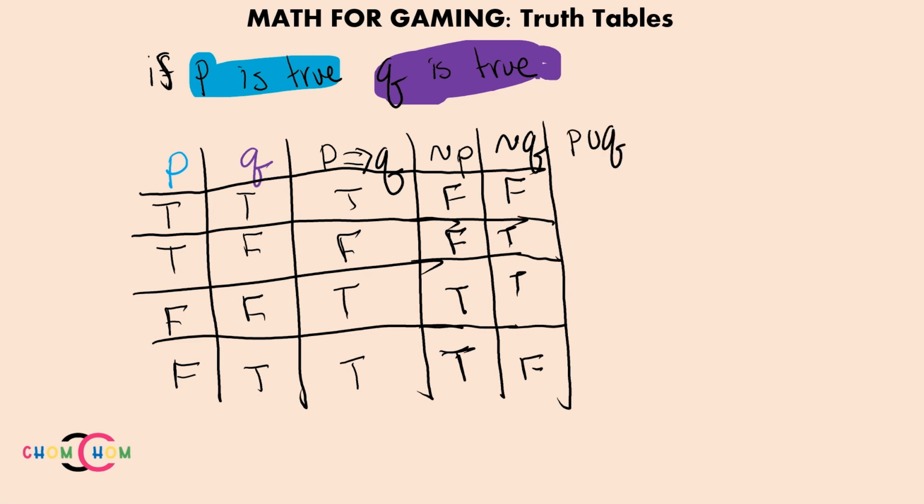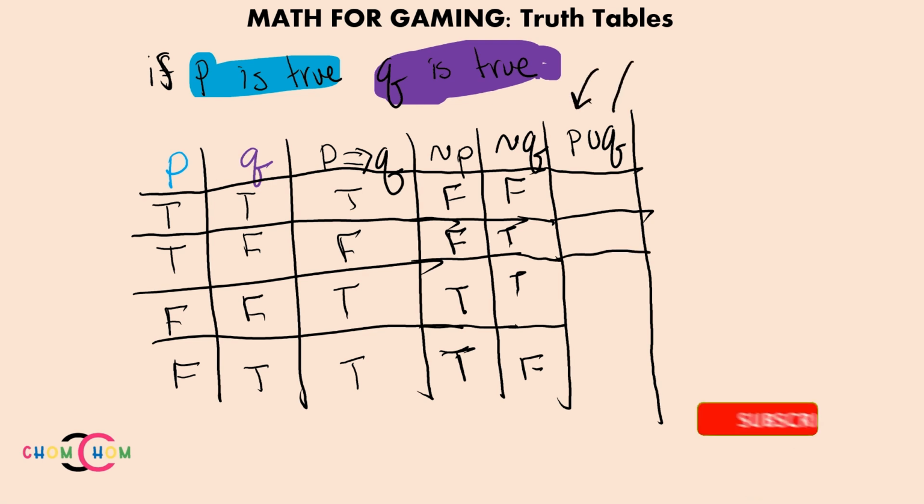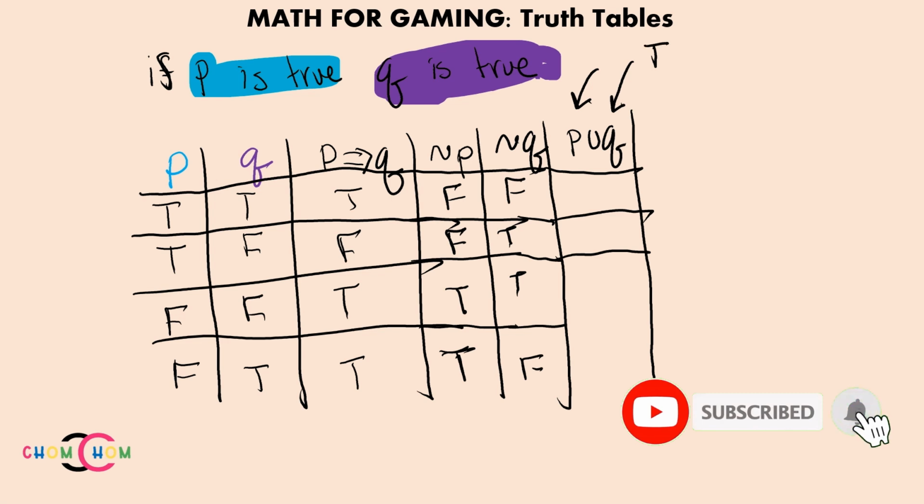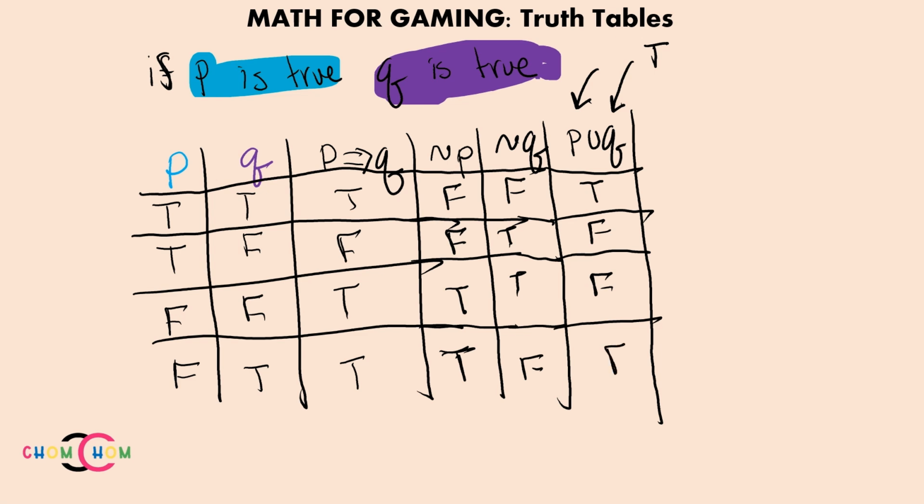So now let's do our union or our and. P and Q. Right? So this just means if P is true and if Q is true, then it's true. But if either one is false, it's false. So we have true, true here. That's true. True, false, that's going to be false. False, false, false. And then false, true, false.